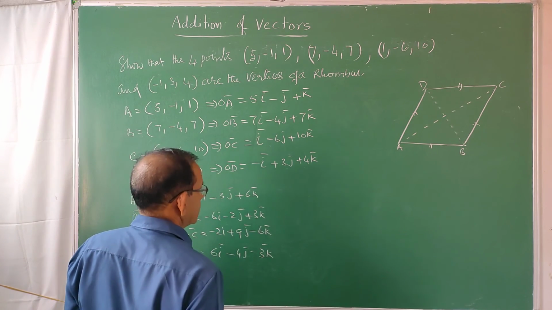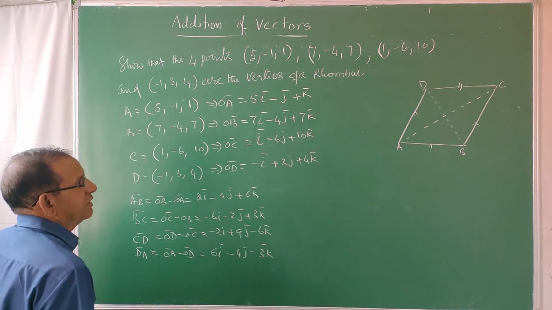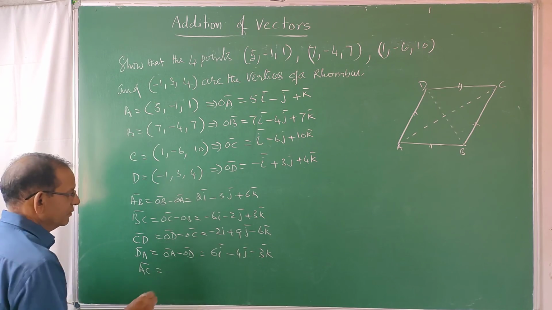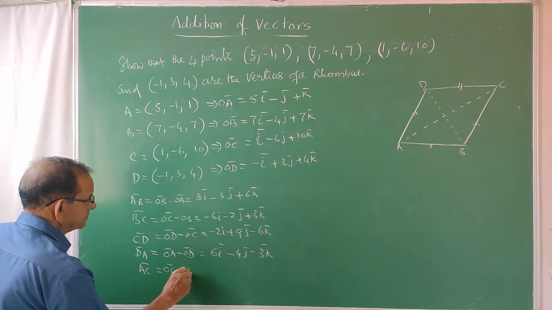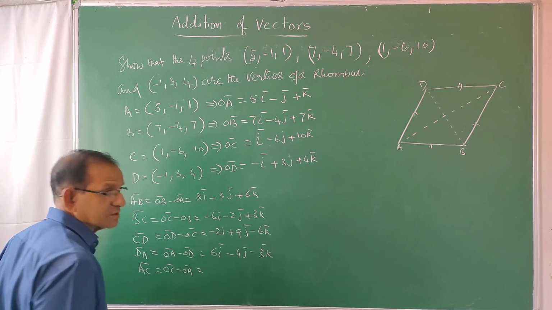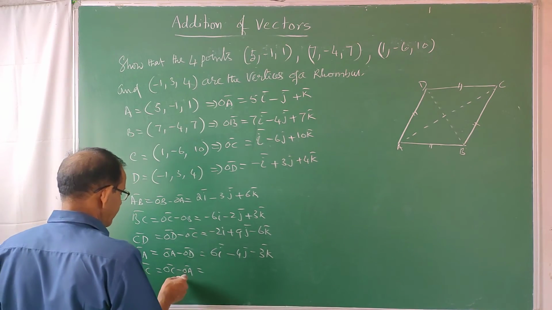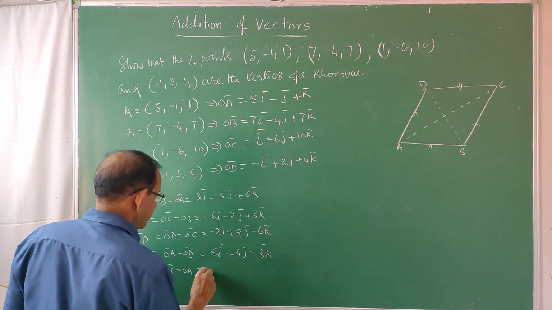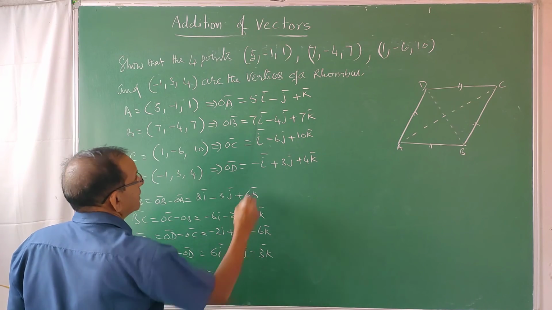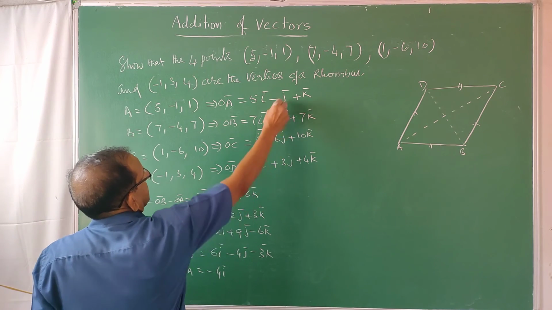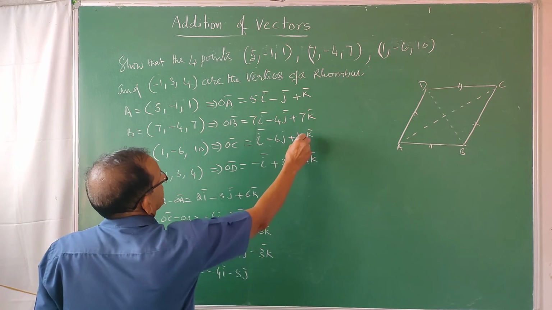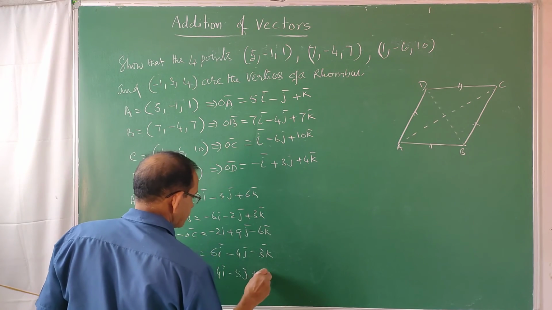These are the sides. Now diagonals. AC bar and BD bar also have to calculate. AC bar is OC minus OA, third minus first. i minus 5i, minus 4i. Minus 6 plus 1, that is minus 5j bar. 10k minus k, 9k bar.